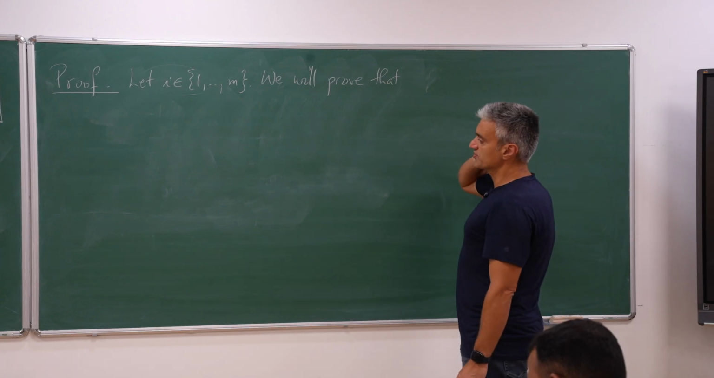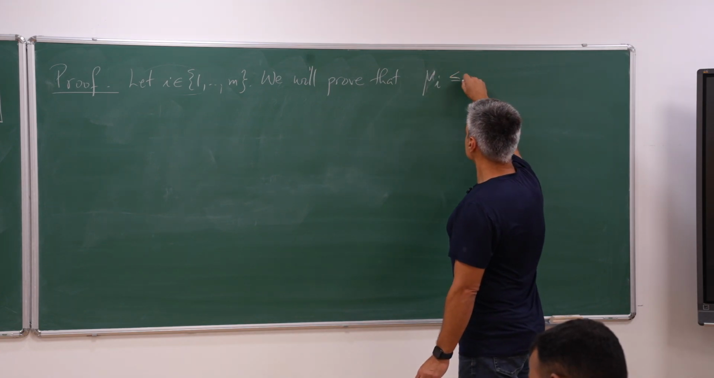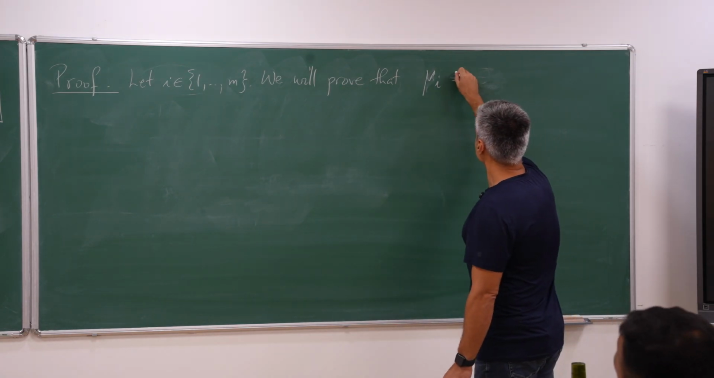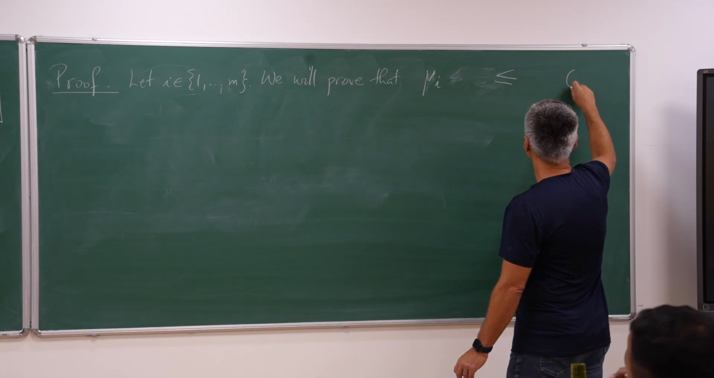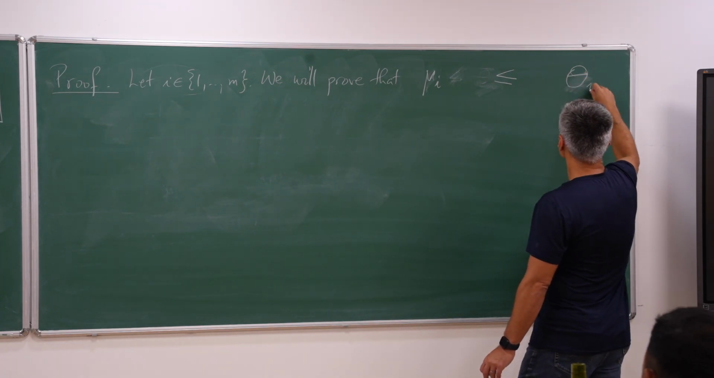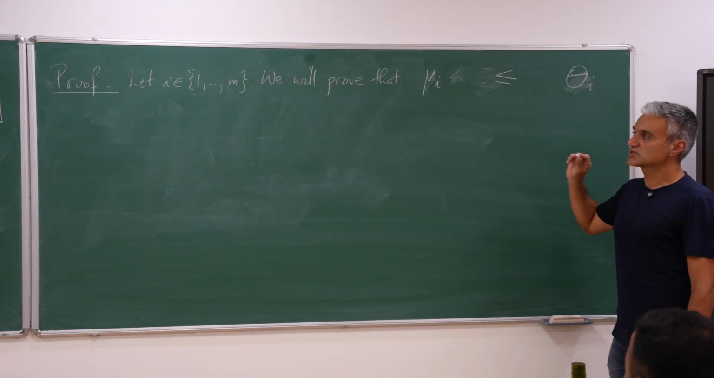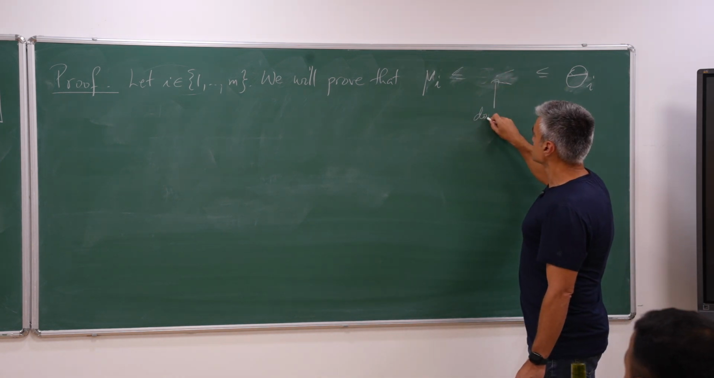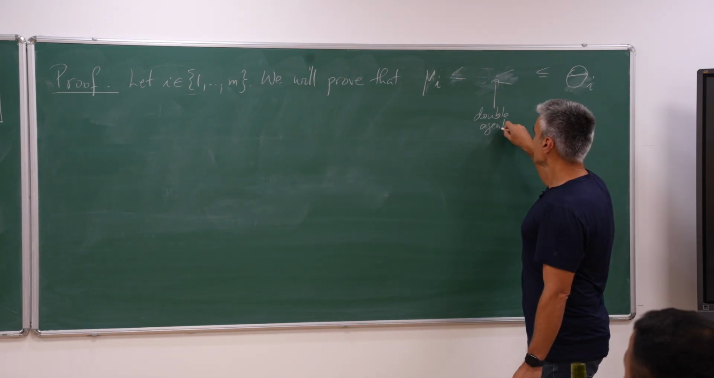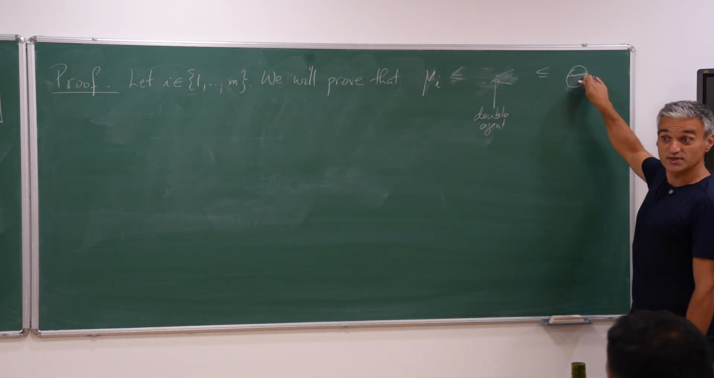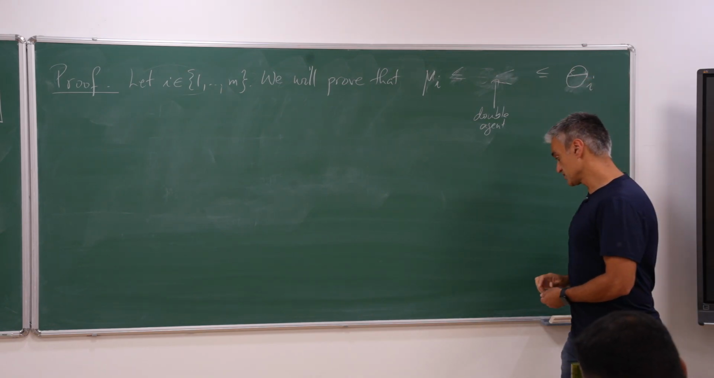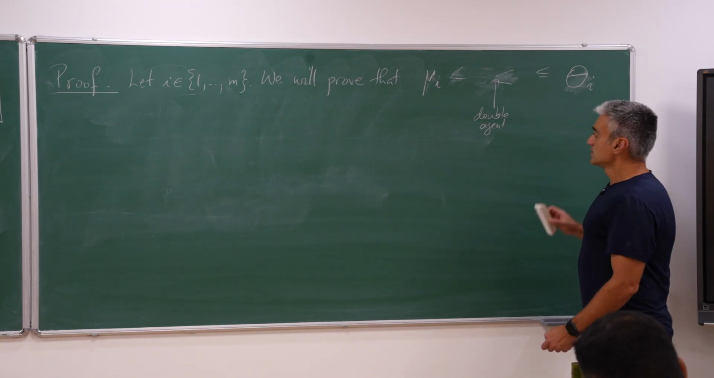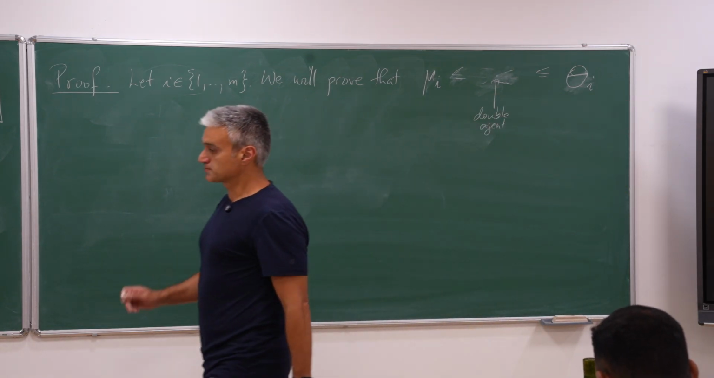So here we will prove that mu_i is less than or equal to theta_i. Okay, so I will make it like this, theta_i, just so that hopefully you'll remember what I will do. Essentially, this proof will be by finding some kind of double agent here, as before, which will be greater than or equal to this, and which will be less than or equal to this. Okay, so that will be the key idea of the proof. Okay? So that's what we're trying to do. Okay.